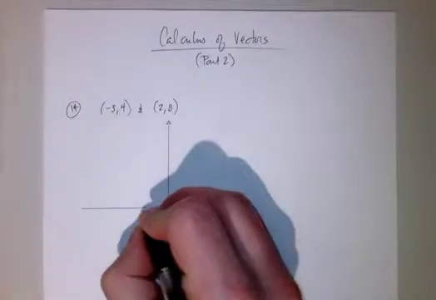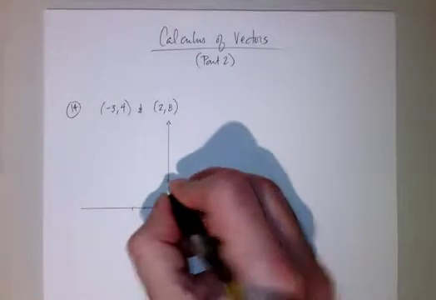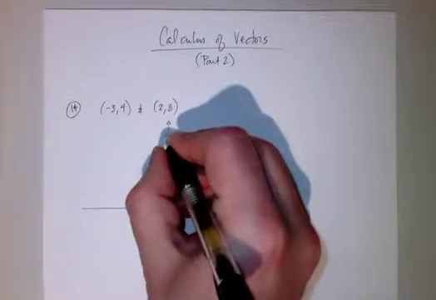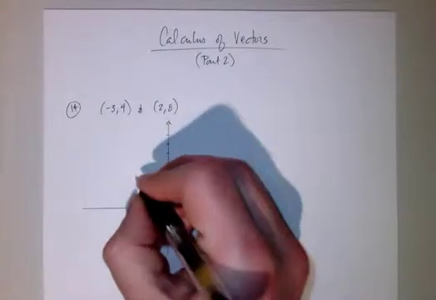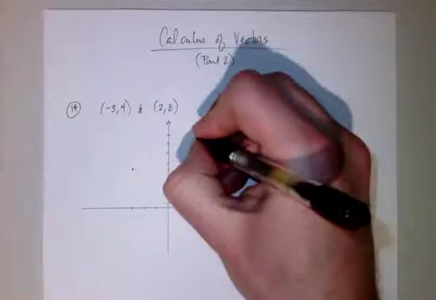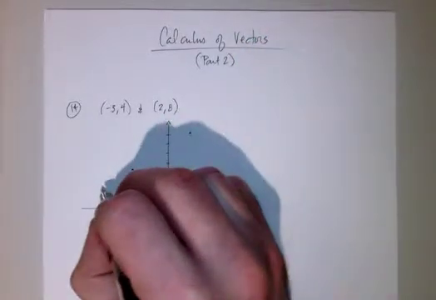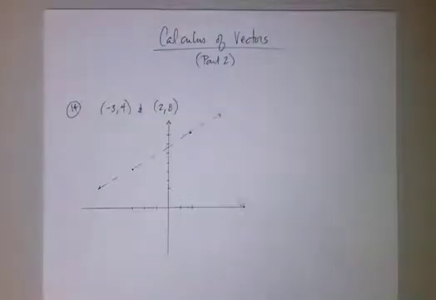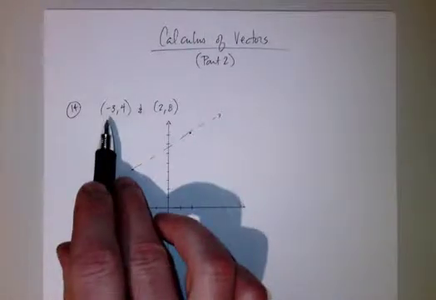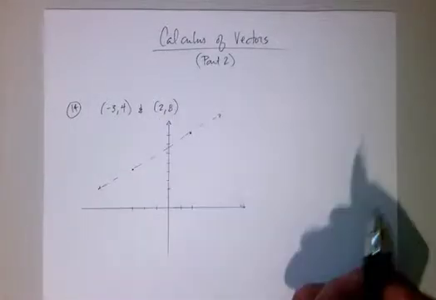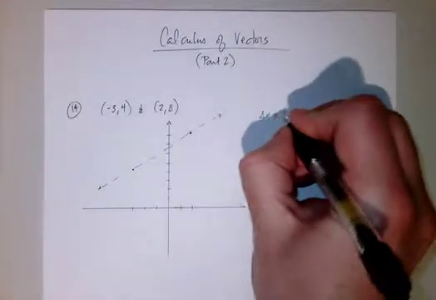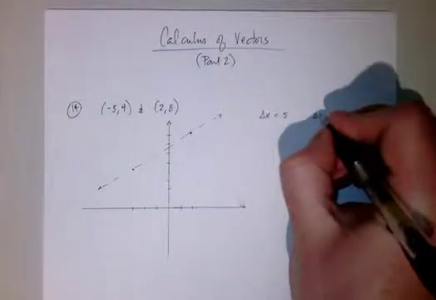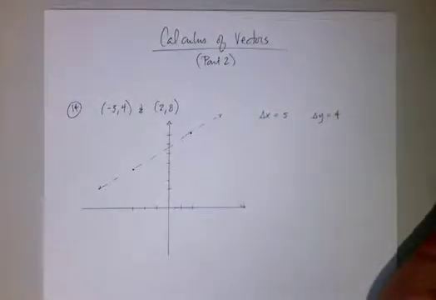So, 1, 2, 3, 1, 2, 3, 4, 5, 6, 7, 8, and then 1, 2. So what we have is this point right here and this point right here, and we want the line that goes through there. Now finding the parametric equations of that ought to be easy enough. We've done that before. You know that to go from here to there, your change in x is 5, whenever your change in y is 4.